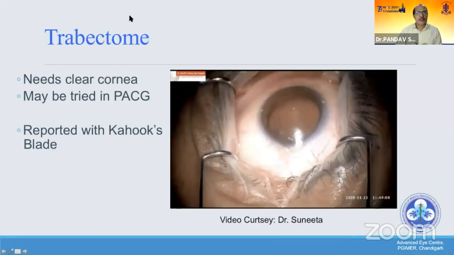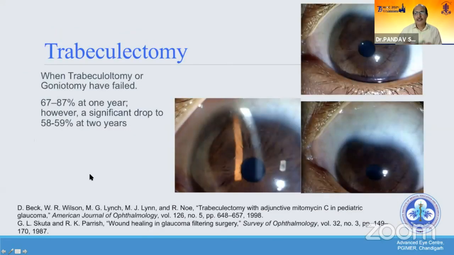So trabectome is kind of a newer procedure. It has not been much tried in children, but cutting the trabecular meshwork with the Kahook blade has been reported and perhaps could be used in children as well. Again, if these procedures fail or we are not doing them, then we have our gold standard procedure to fall back on, which is a trabeculectomy.